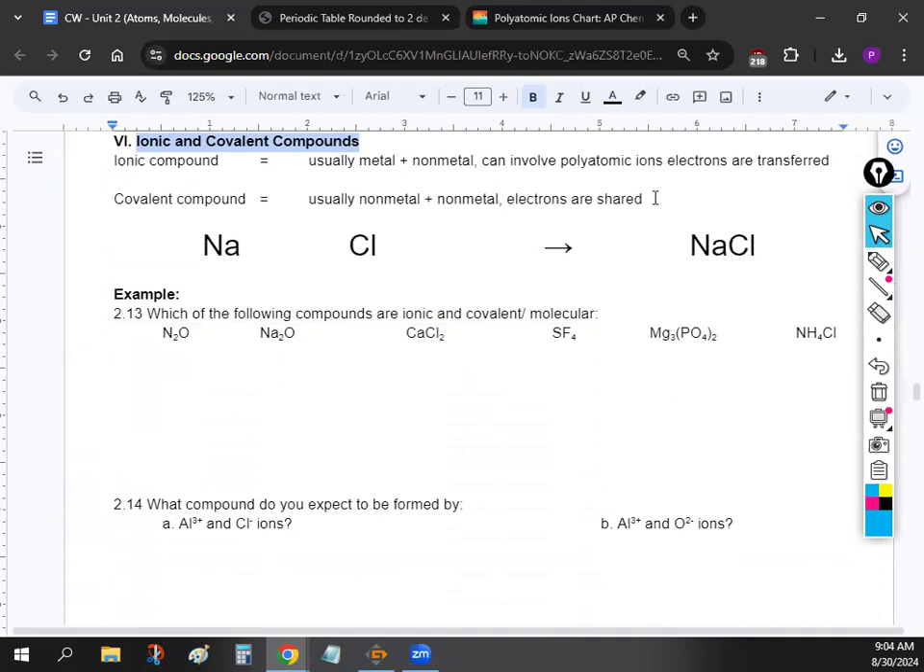Now, I do not want you guys to copy this down. This is just here for your notes. I'll tell you guys a simpler way to copy down the definitions. But I'm going to talk about the difference between ionic and covalent, and it's super duper easy.